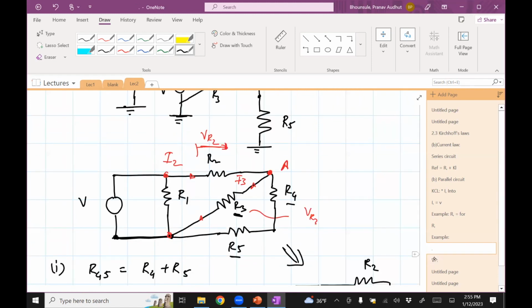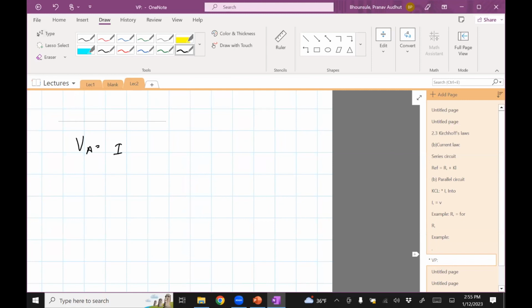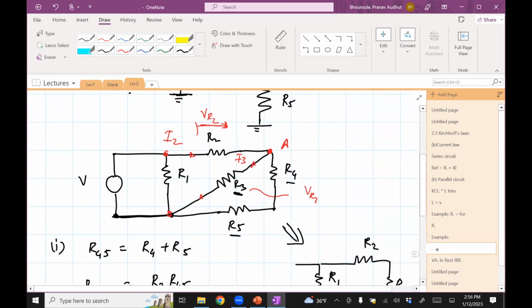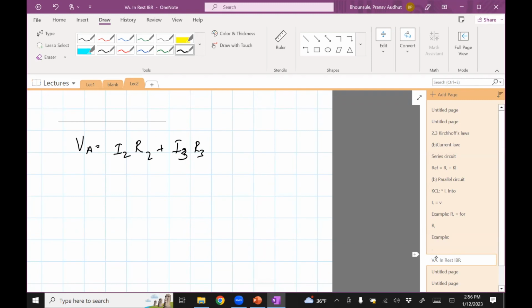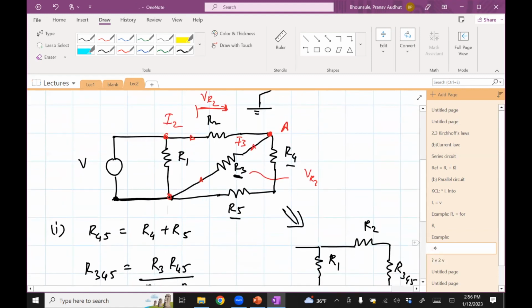So one way is to compute I2 and I3. I2 R2 plus I3 R3. Another way could be, if you can find the current through R4 and R5, it will be VR2 plus VR4 plus VR5. I'm just trying to do the minimum thing. So if I can find I2, I3, then I can get it from here. So R2 is known, R3 is known, I2 and I3 are unknown. So the question is, how can I get I2 and I3?